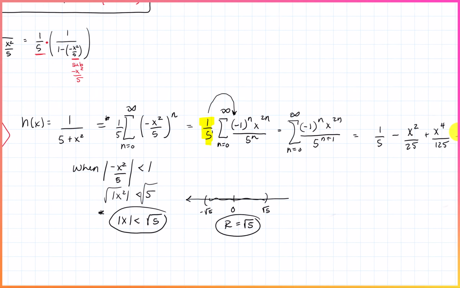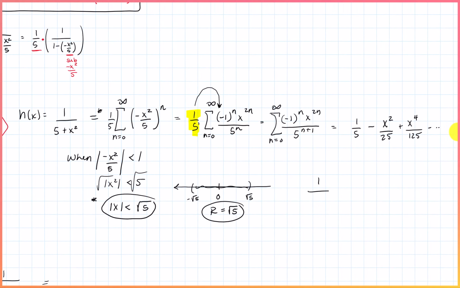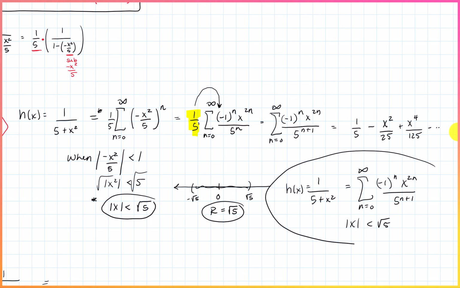So we end up with that infinite polynomial for 1 over 5 plus x squared. h of x is actually equal to that infinite polynomial from n equals 0 to infinity of negative 1 to the nth, x to the 2n, all divided by 5 to the n plus 1, as long as the absolute value of x is less than root 5. So we've got another function that can be represented by an infinite polynomial as long as our x's are within root 5 of 0.